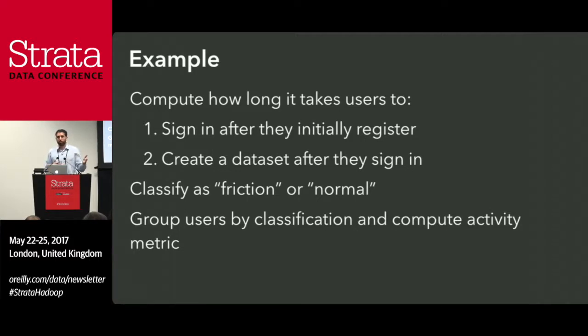So as a first step, a user comes to our site, registers, and downloads the product. We'll then measure the time between that initial registration and when they sign in. And after they sign in, there's some time before they upload and create their first data set in the free product. We're going to want to classify these gaps as normal or what we might call friction in that initial sign-up process. We might have a hypothesis that if there's a lot of friction in the sign-up process, this leads to lower activity or lower engagement going forward. So, a very simple hypothesis we might test.